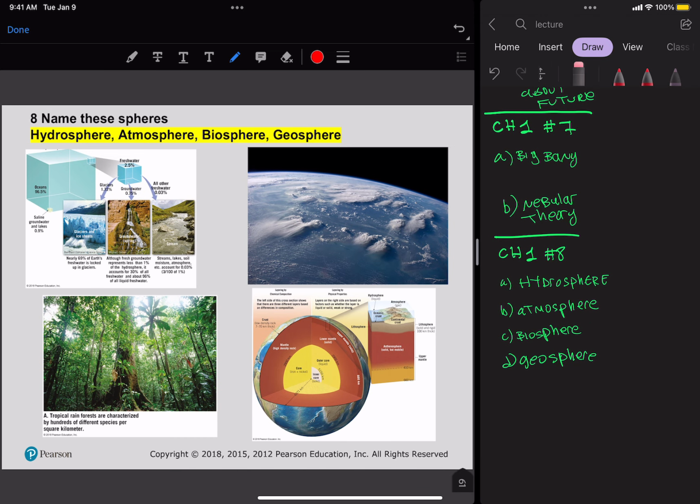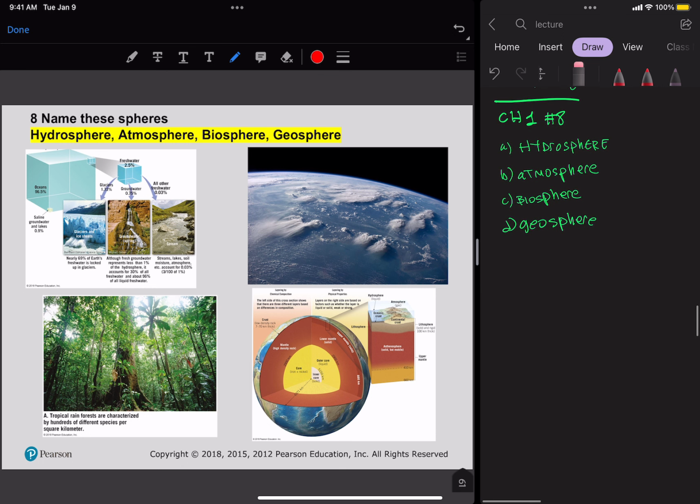Okay, so that is chapter 1. Now we're going to move on to chapter 2.